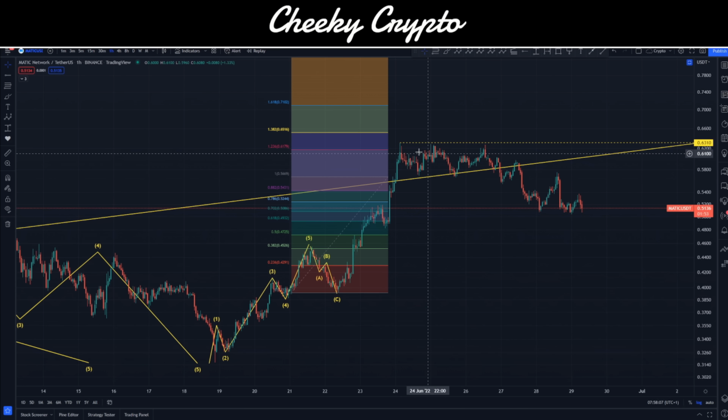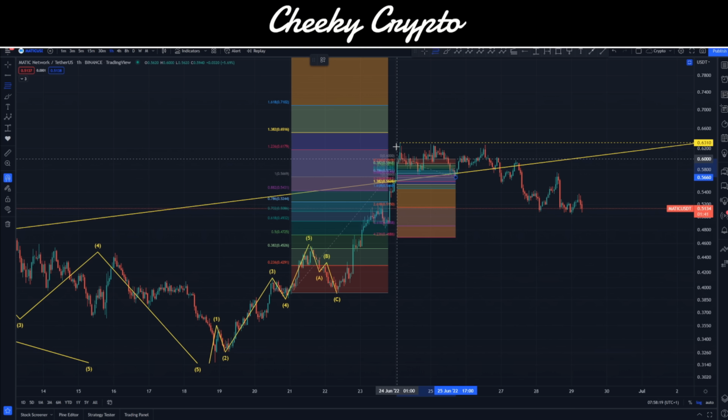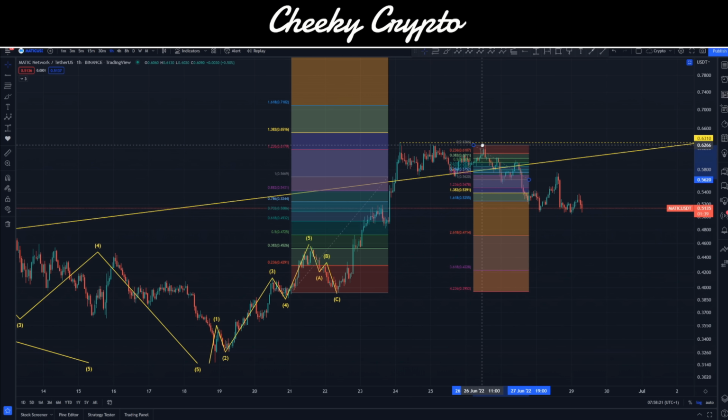So knowing that we got this rejection from this level and we started to come back down, it is still possible that this is a 4th wave correction. However, that is incredibly unlikely in my opinion. Instead, what I think is likely going on here is that we have this low just here. Okay, we move this over to this bounce just here, and you can see that we've actually crossed them down a little bit lower than our 1.618.